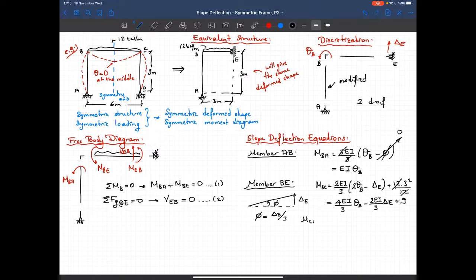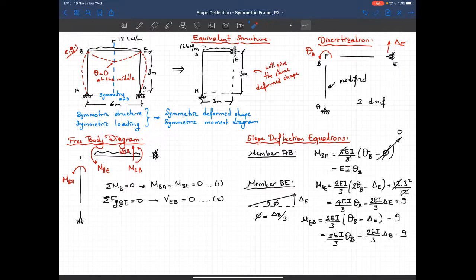Let's write down MBE. That's equal to 2EI over 3. This is not C, by the way. These are all E. Let me correct that. MEB is equal to 2EI over 3 (theta B minus delta E), and this time the fixed-end moment will be equal to minus 9. That would be equal to 2EI over 3 theta B minus 2EI over 3 delta E minus 9. So these are the two moment equations.